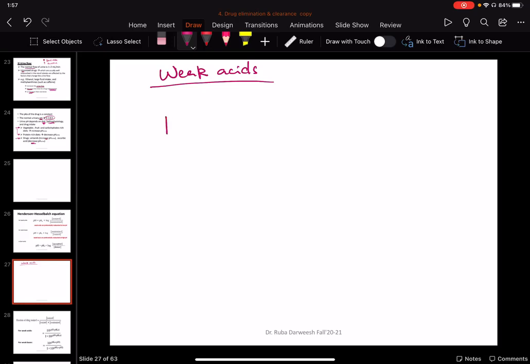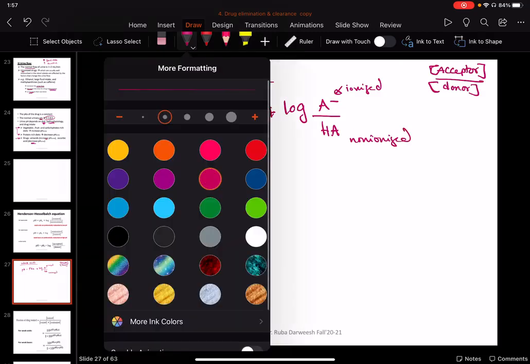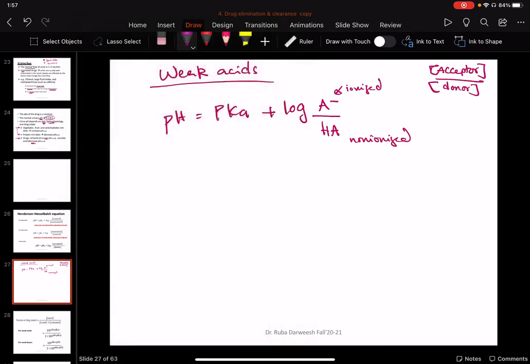For the Henderson-Hasselbalch equation, we have pH equals pKa plus the logarithm of acceptor over donor. For the acids, it would be A minus over AH, the ionized over the non-ionized fraction.